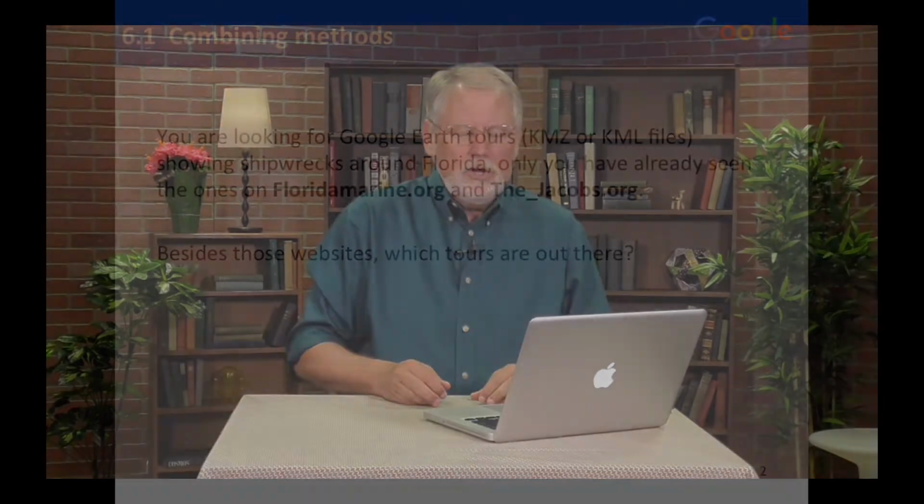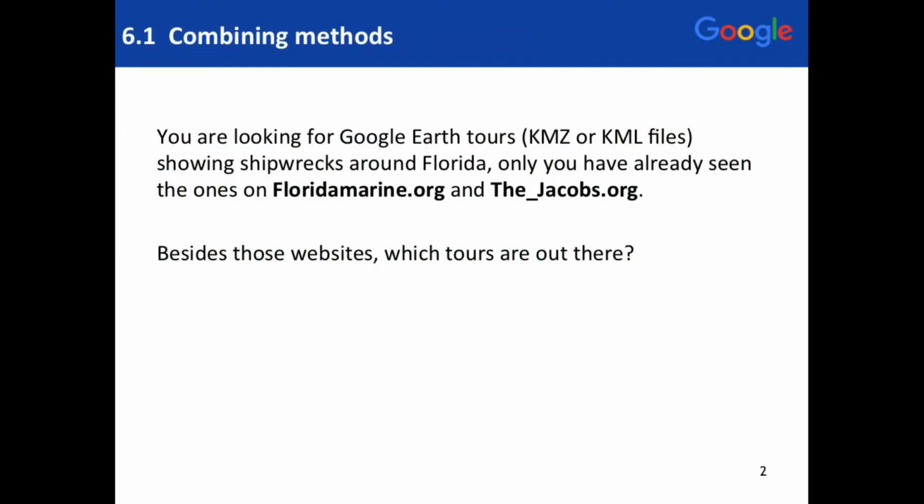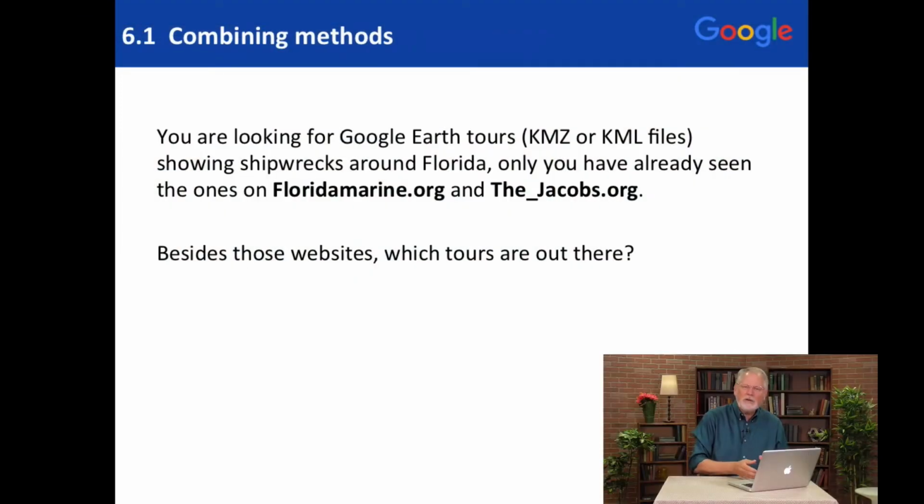So let's start. What we're going to focus on in this lesson is putting together the different kinds of operators we've learned to date as a way of being more precise, more focused in the things you want to search for. For instance, you could be searching for Google Earth tours. Now these are files that are marked KML or KMZ. Now what you can do is search for those files, but we want to, in this case, search around Florida. We want to search for shipwrecks.